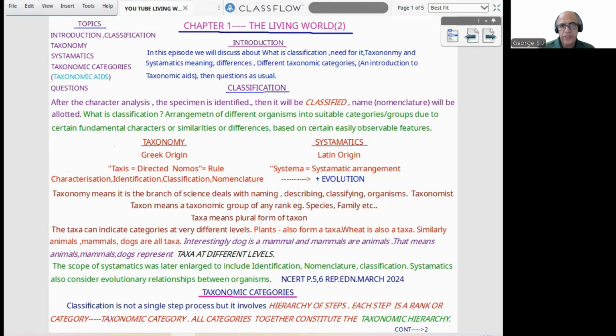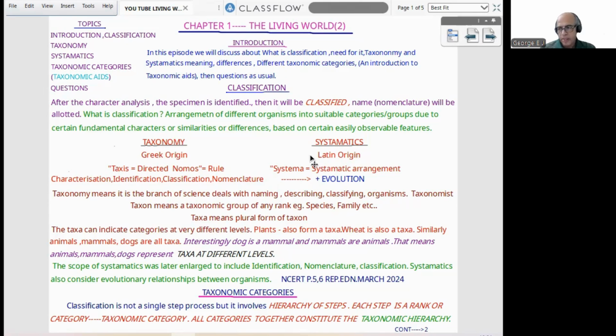Now, after classification, meaning, definition, etc., we should observe two terms, taxonomy and systematics. Everything is given there, so it will be convenient for you. Another usual question: what are the differences between these two? What is common between these two? Taxonomy is basically of Greek origin. The term taxonomy came from two basic words. One is taxis, which means directed or directional. Nomos means rule. Under taxonomy, four items will be there: characterization, identification, classification, nomenclature.